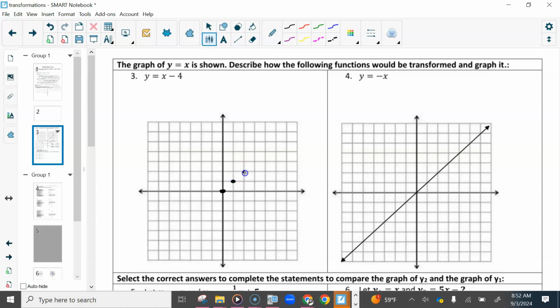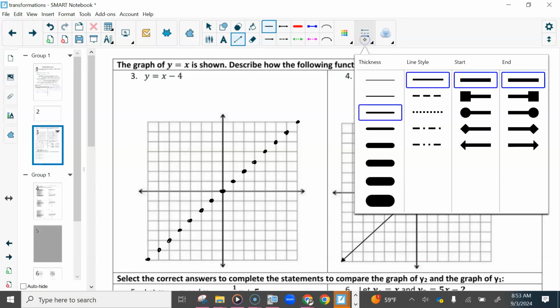Keep going. Fill up your graph. And then I'm going to do that in the opposite direction. Go down 1 and left 1, and plot a point at every point on the graph. Then I'm going to draw a line through all of those points, and make sure you have arrows at the end. These lines go on forever and ever.